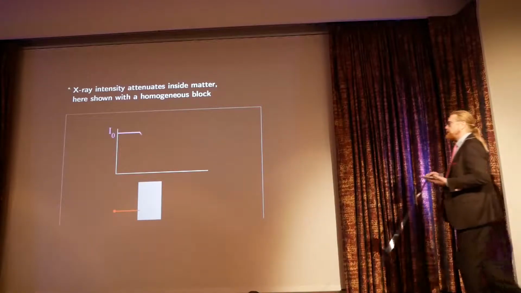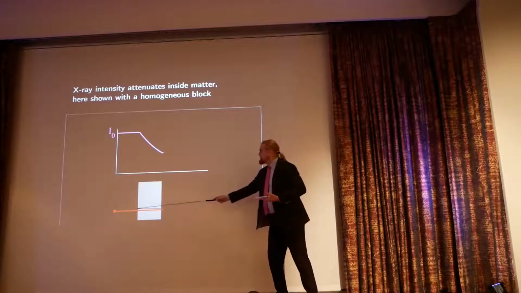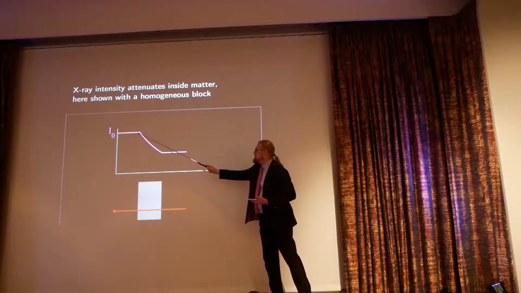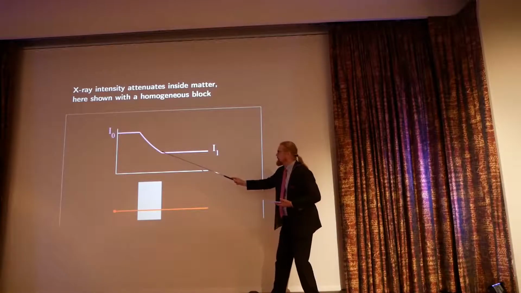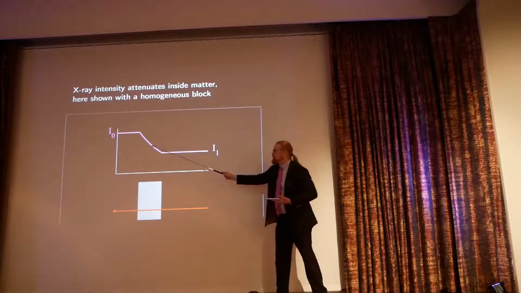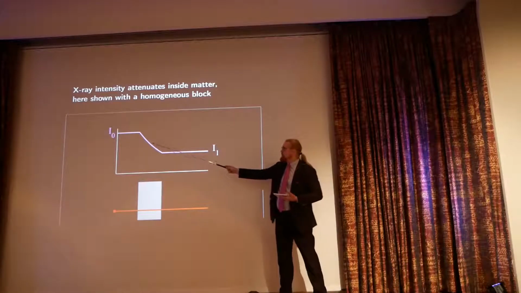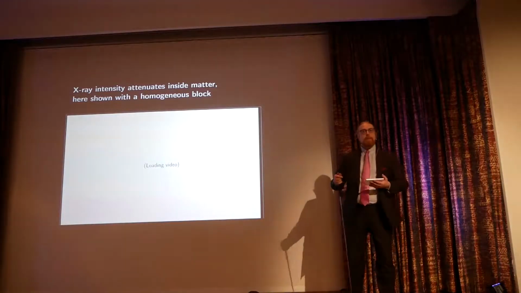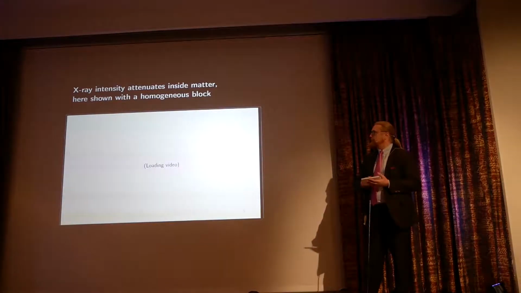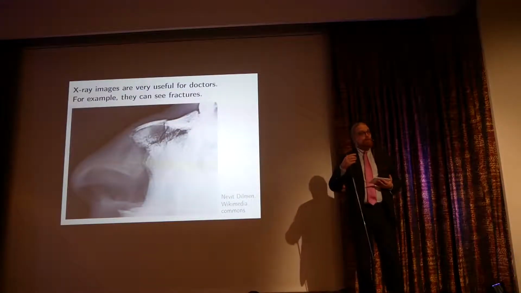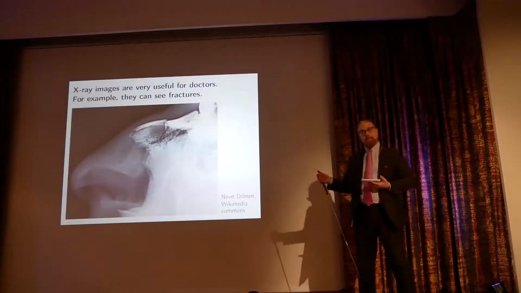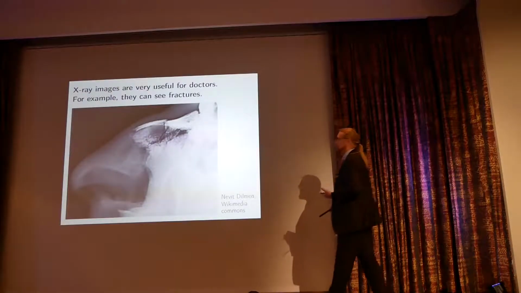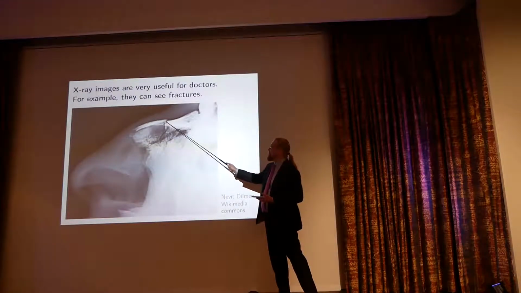So here's an X-ray going through some material, and inside the material you see the strength of the X-ray starts to become lower, following an exponential curve according to the so-called Beer-Lambert law. That can be used in straight-up X-ray imaging, like in this case, where you can see the broken nose of this poor patient.